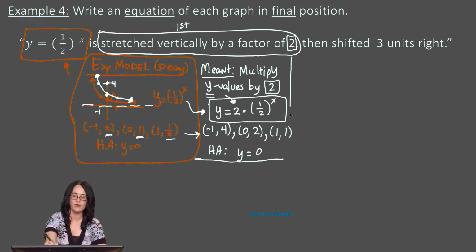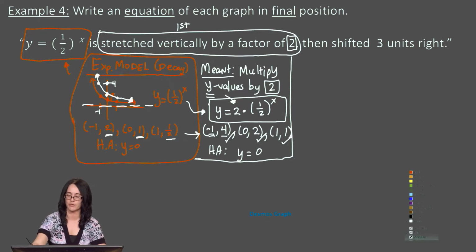Now the reason I recommend writing out your points each time is now you can test if you have the right equation. You can say, for example, at the input of -1, do I really get the output of 4? Let's try it. 1/2 to the -1 power is the reciprocal, or 2. And 2 times 2 is 4. That checks out. 1/2 to the 0 power is 1, and 1 times 2 is 2. That checks out. 1/2 to the first power is 1/2, times 2 is 1. That checks out. So I know with confidence that I have the right equation for that transformation. Let's hit up our third and final transformation.